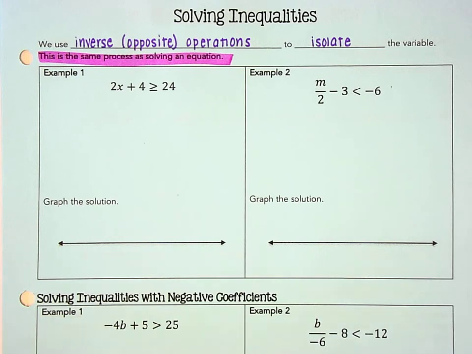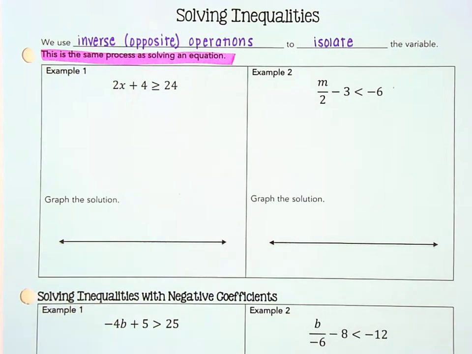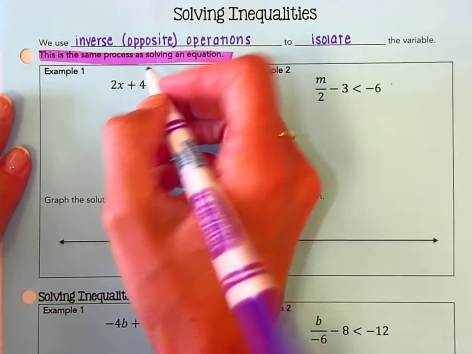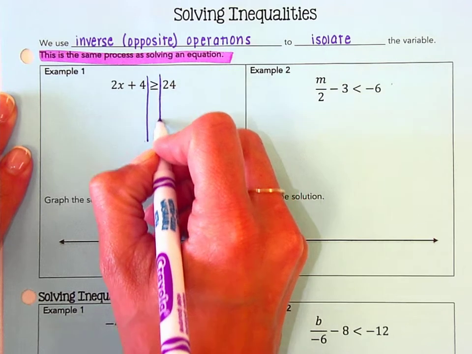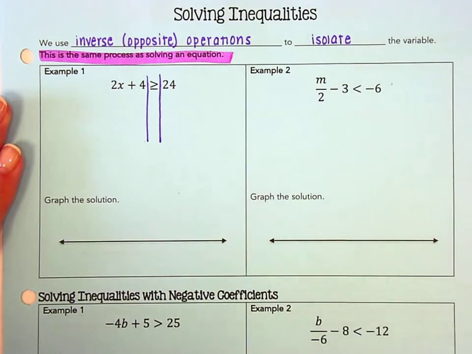So the nice part about solving inequalities is it's the exact same process that we would follow to solve an equation. So we're going to use inverse or opposite operations to isolate the variable. The only difference is that the symbol is going to be different. So instead of an equal sign, we're using a less than, greater than, or equal to, or less than or equal to. So I can still separate both sides of my inequality by drawing those lines right around the inequality symbol, and we'll start with that same process.